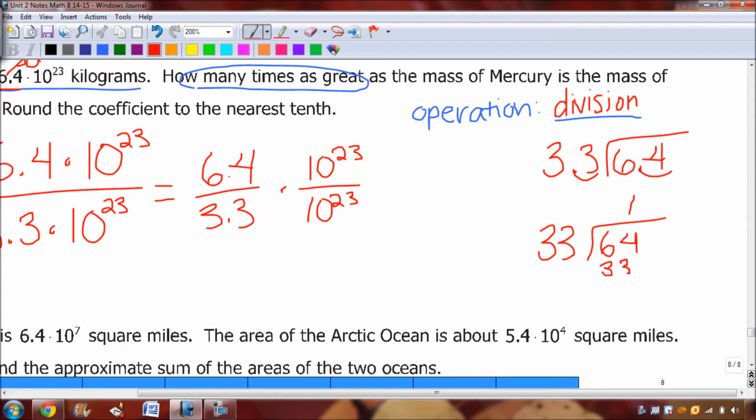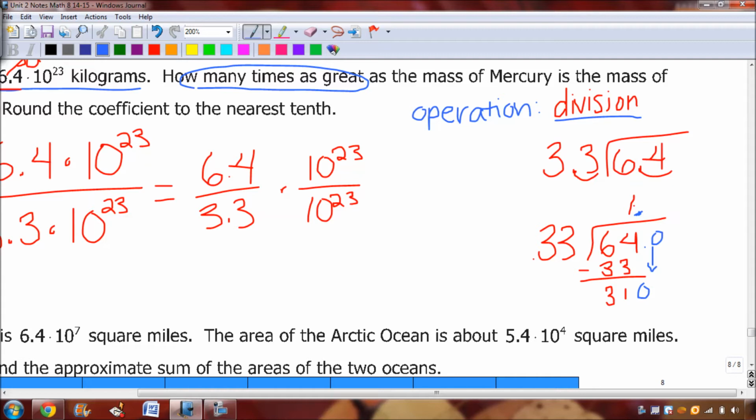So then I'm going to write 33 down here because 1 times 33 is 33. Subtract it. 4 minus 3 is 1. 6 minus 3 is 3. I can't go any further with this, so I have to add a decimal place right here and a 0 and bring down the 0. So now I have to figure out how many times, don't forget to put the decimal place right here as well, okay? How many times does 33 go into 310?